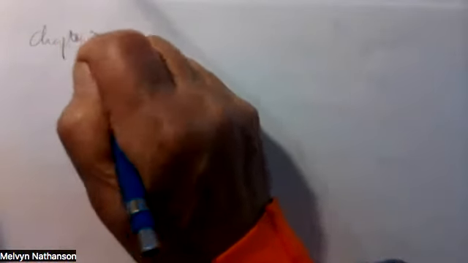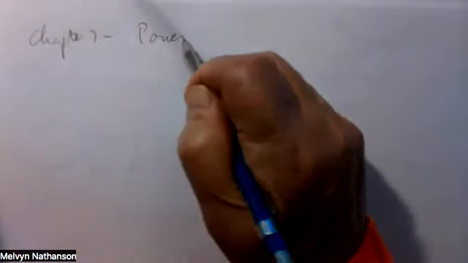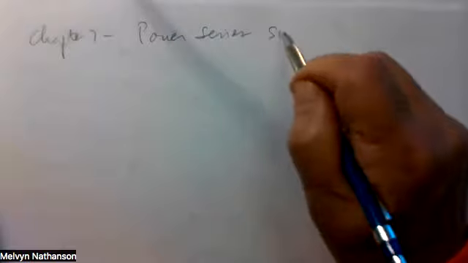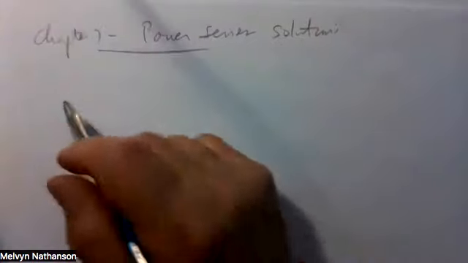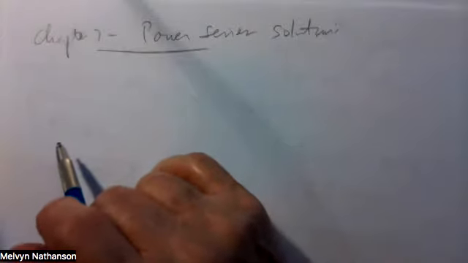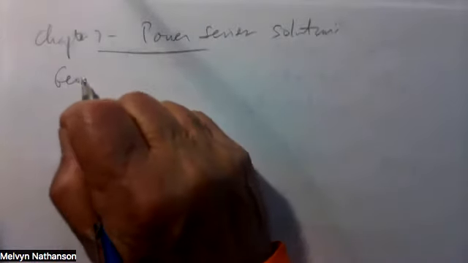So we're now going to start chapter 7, which has to do with power series solutions. It should have been the case when you took Calc 2, near the end of the semester on the syllabus, that you learn about Taylor polynomials, Taylor series, and power series more generally. So the first power series you see is a geometric progression.